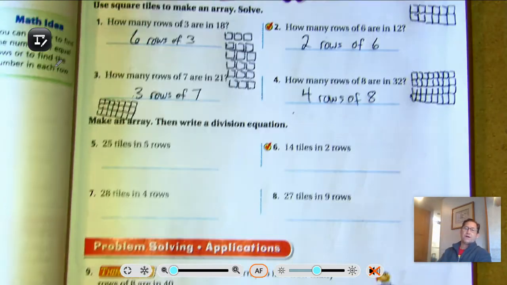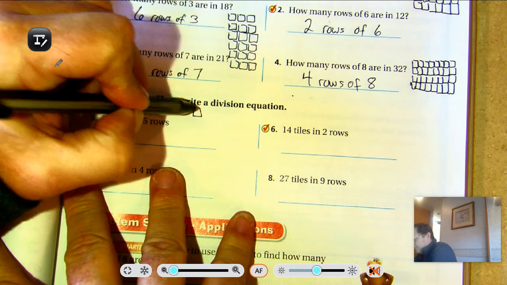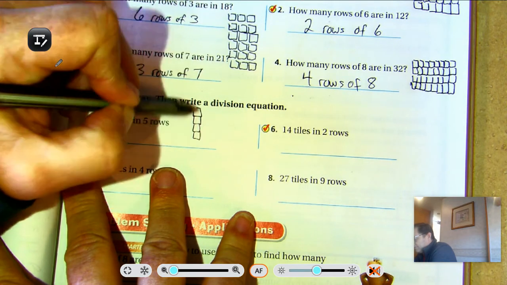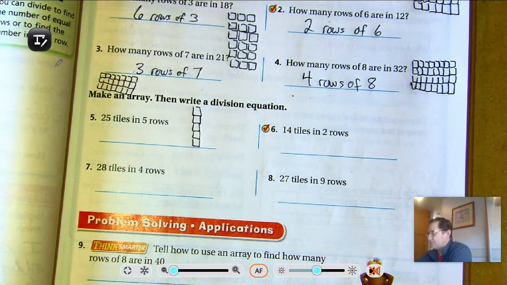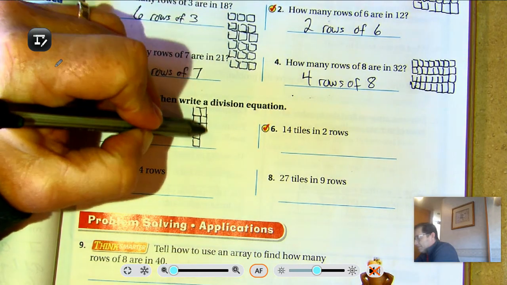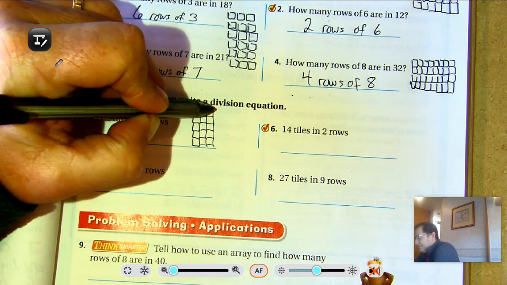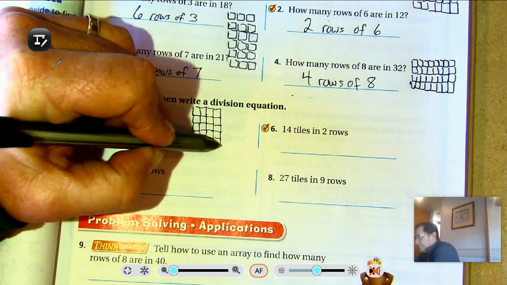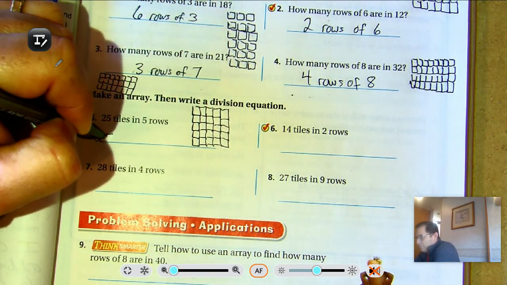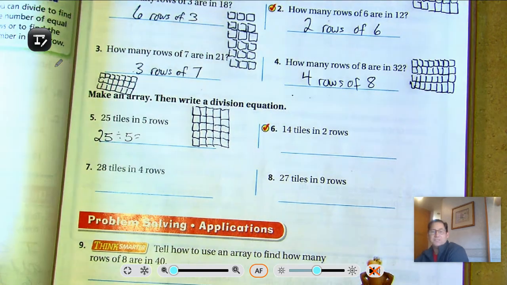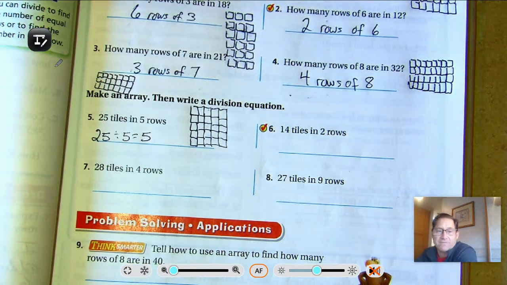All right, make an array, then write a division equation. 25 tiles in 5 rows. Okay, so we're going to make our 5 rows, and we're going to keep adding to the rows until we get to 25. 10, 15, 20, 25. So 25 divided by 5 rows. How much is in each row? 1, 2, 3, 4, 5. And again, that would make sense. 5 rows of 5 would be 25.